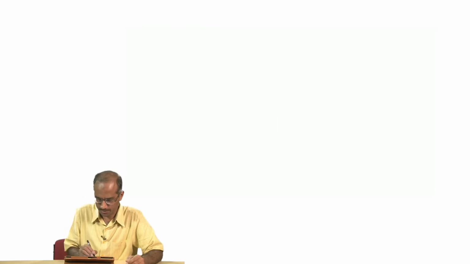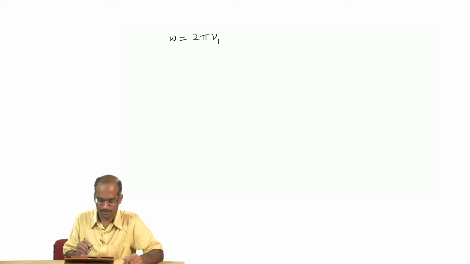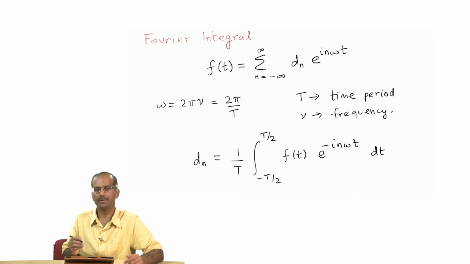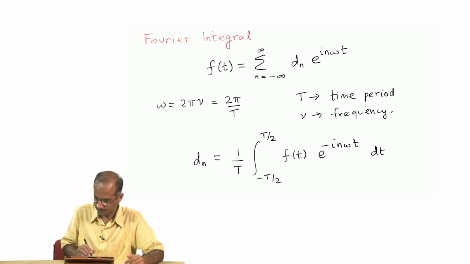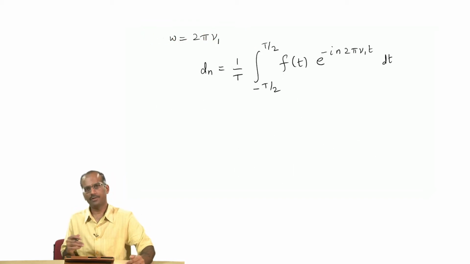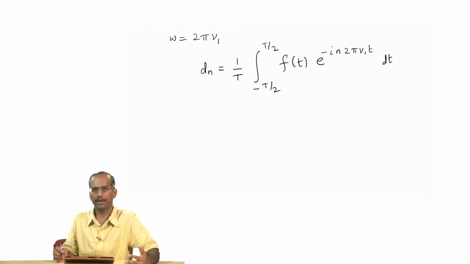I am going to introduce a slightly different variable. Let me call omega as 2 pi nu 1, instead of nu itself. So, let me also make that change here. All I have done is to simply substitute omega by nu 1. So, you can think of this as your fundamental frequency, and all other frequencies are some integer multiple, which is why you have that n here. It is an integer multiple of this basic frequency nu 1.